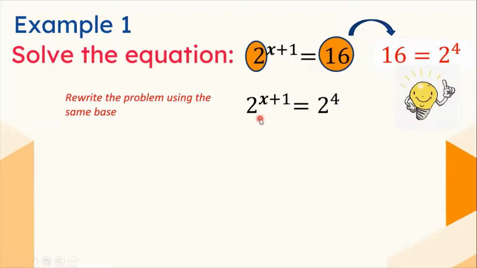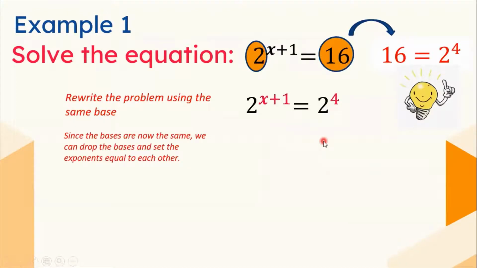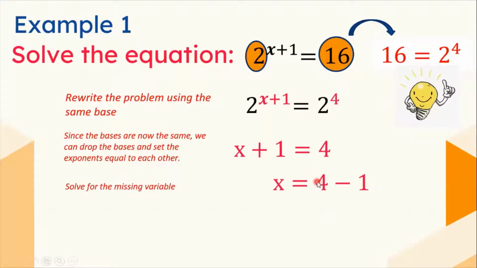We now have 2 raised to the power of x plus 1 is equal to 2 raised to the power of 4. Since the bases are now the same, we can drop the base and set the exponents equal to each other. This is supported by the one-to-one property of exponential functions. Let's solve for the missing variable.